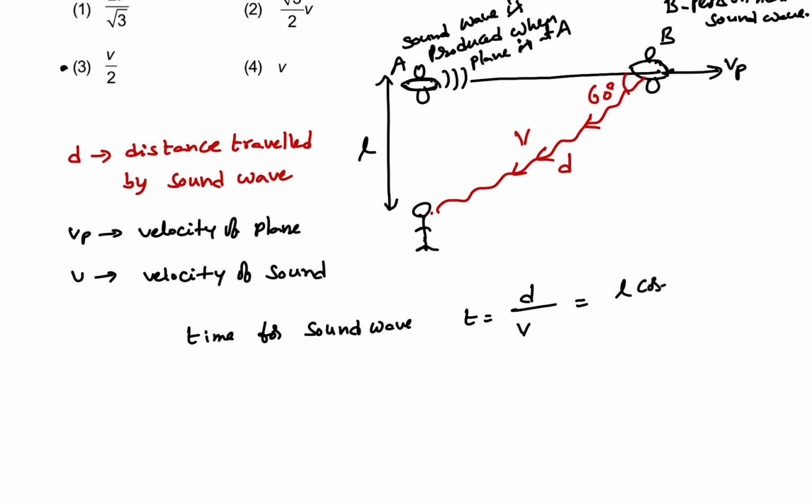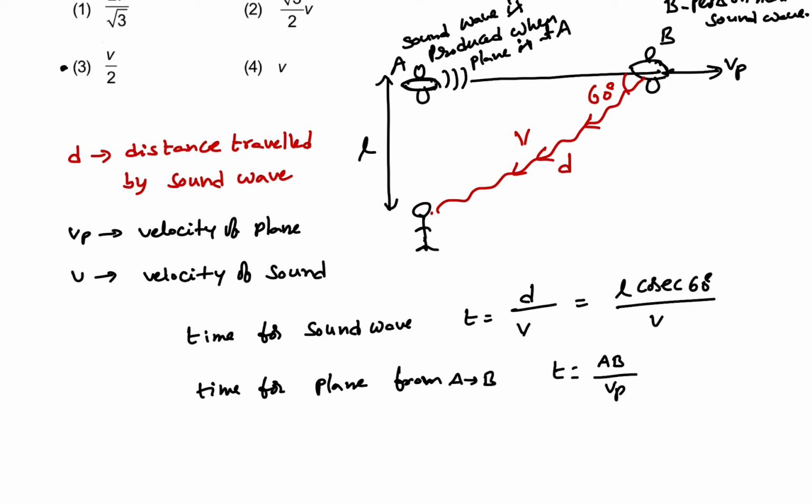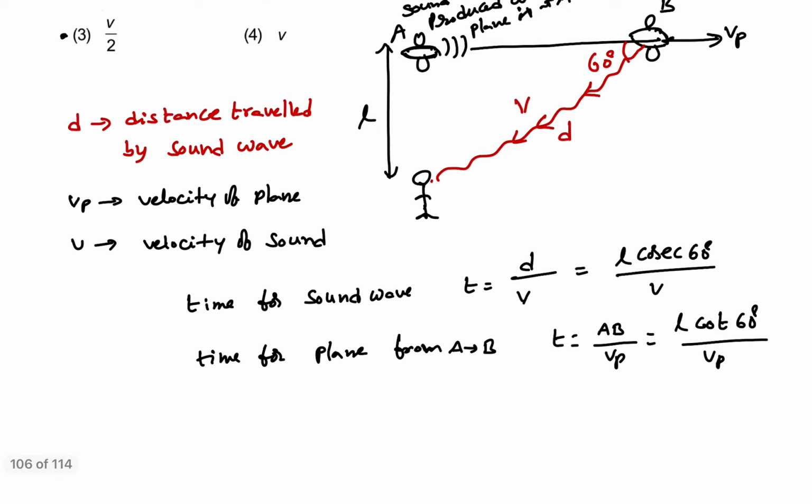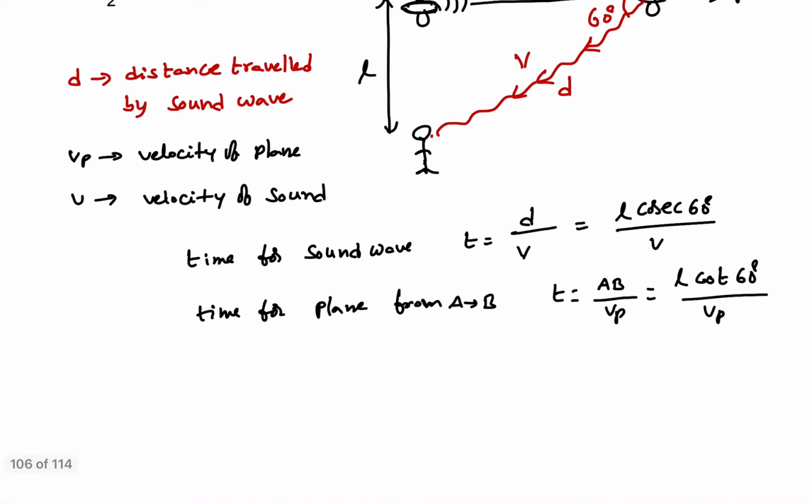T is equal to distance by velocity. Distance is nothing but L cosecant 60 degrees divided by the V. That is the time for the plane to go from A to B. Meanwhile, in that time it is traveling from A to B, so you can say T is equal to distance AB divided by the velocity of the plane. Distance AB is L cot 60 degrees divided by the VP.